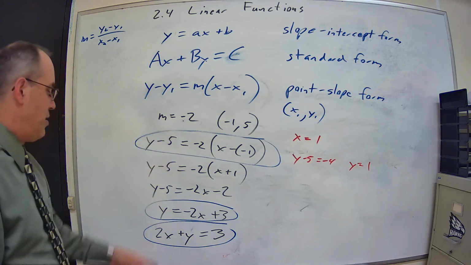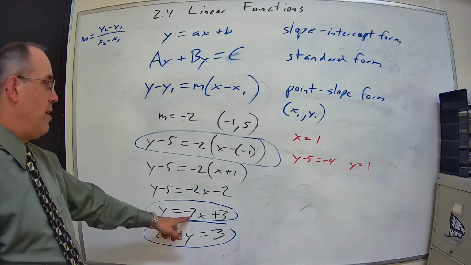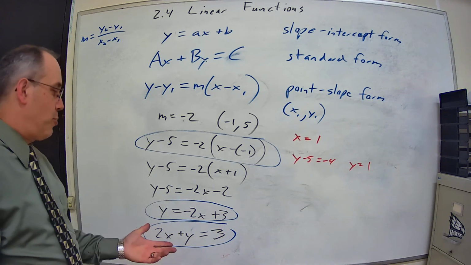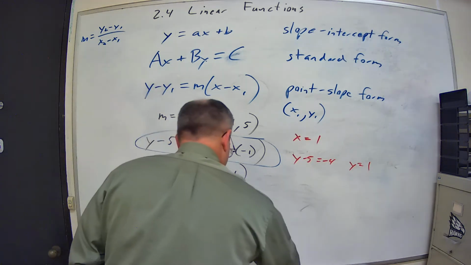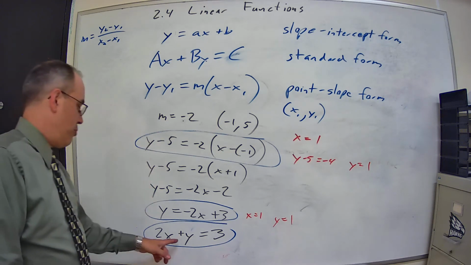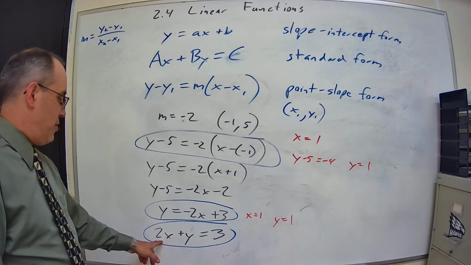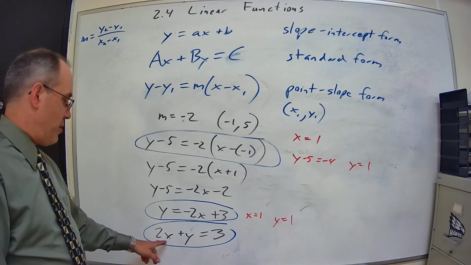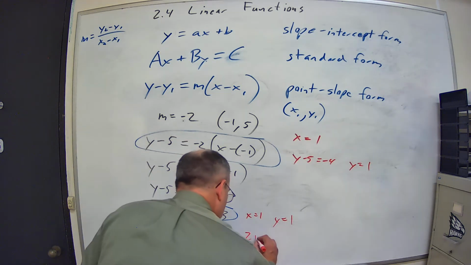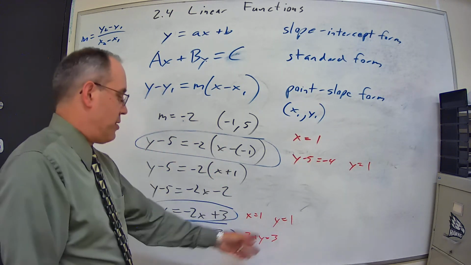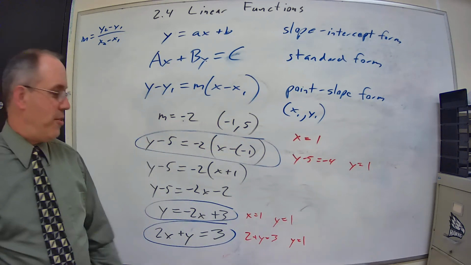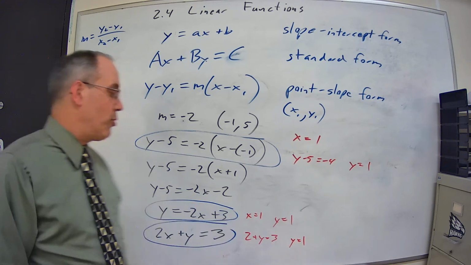Well, if that's true, that should work in this one too. If I plug in 1 for x, I get negative 2 plus 3. Negative 2 plus 3 is 1. If x is equal to 1, y is equal to 1. If I plug in 1 for x here, 2 times 1 is 2. 2 plus y equal to 3. Subtract 2 from both sides. y equal to 1. So there we are again, and we're good to go with that.